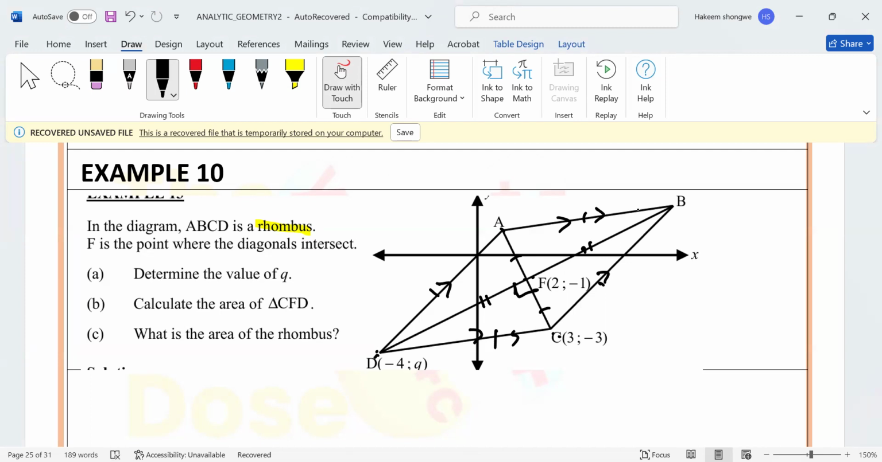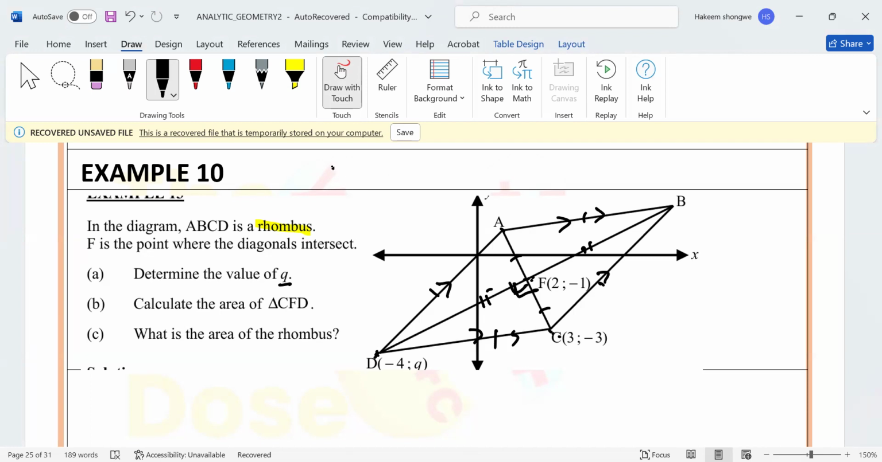Which one am I going to use? The one that I'm going to be using here, they say to me, calculate the value of Q. I am going to use the fact that the gradient of CF multiplied by the gradient of DF is supposed to give me -1. Where do I get that? There's a 90 degrees here again. What do you know about 90 degrees? They are perpendicular.